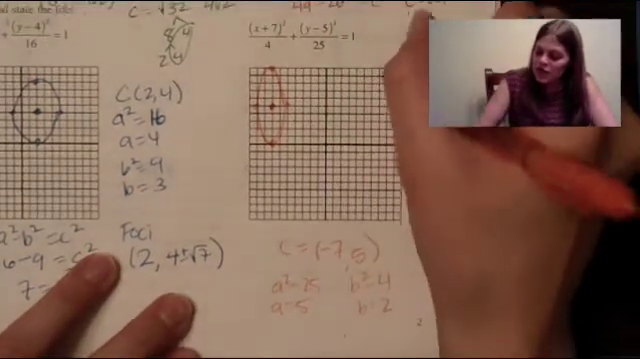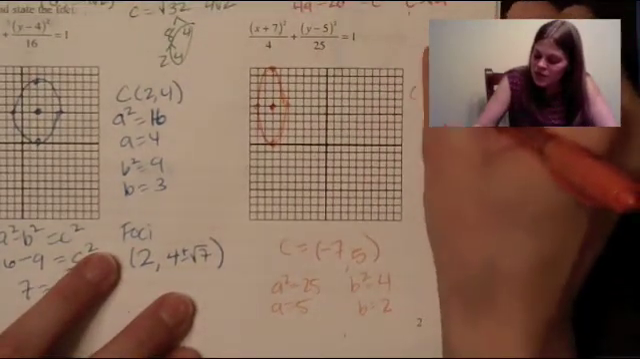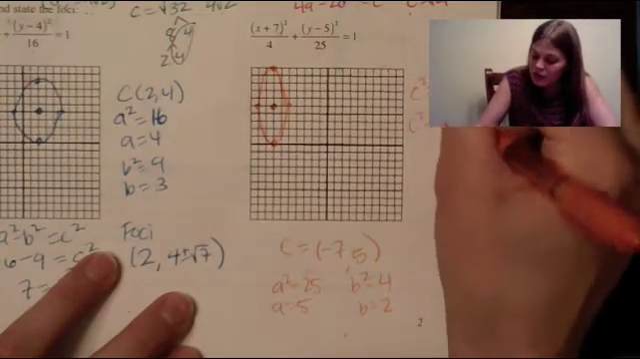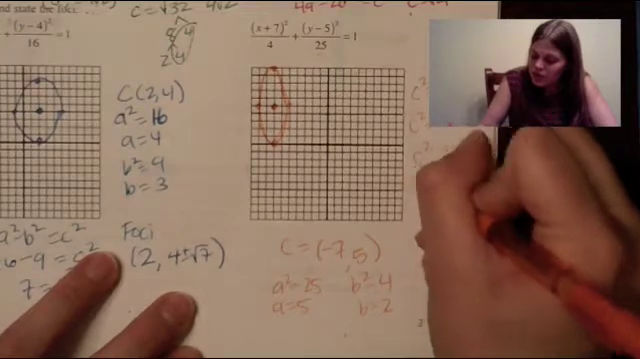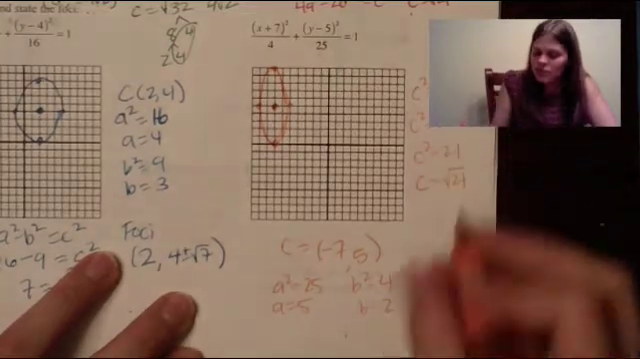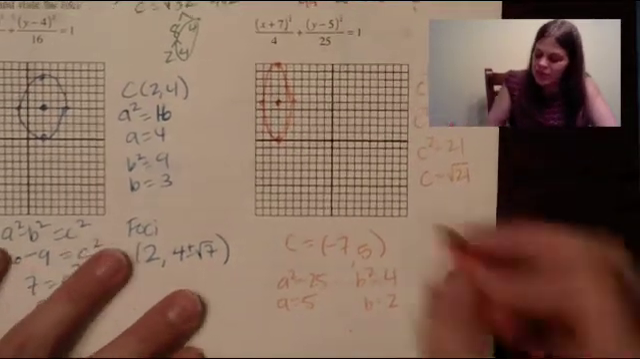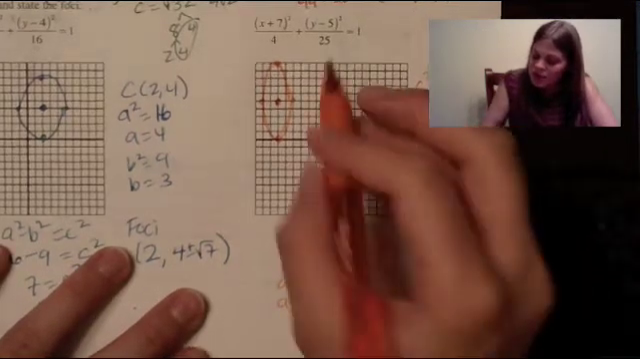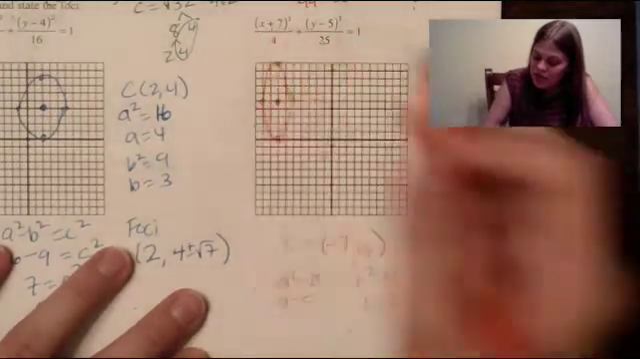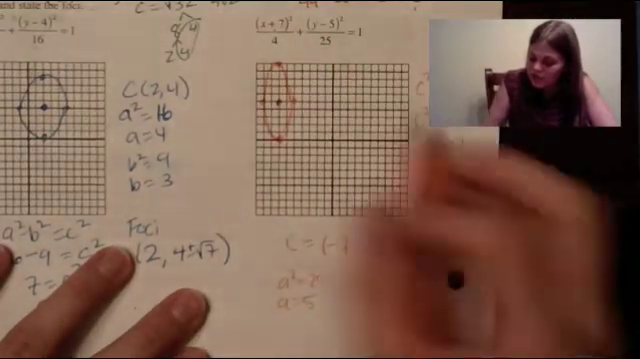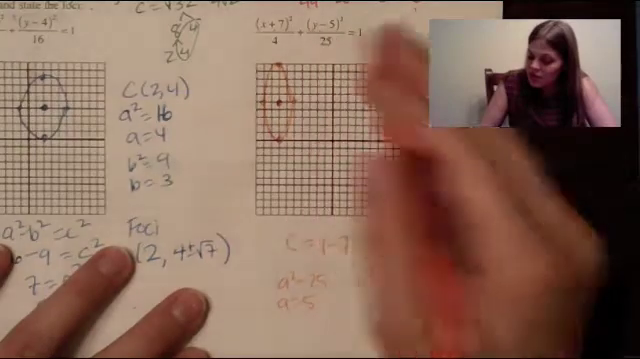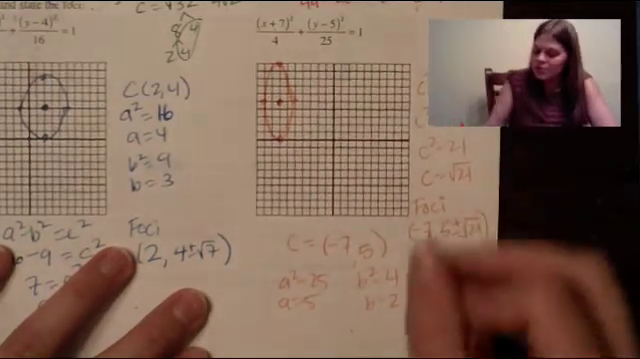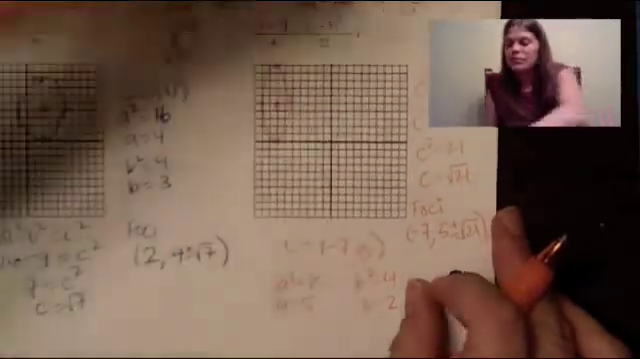Okay, and then your c squared equals a squared minus b squared, so you should have got c squared is 25 minus 4, so c squared is 21, so c is root 21, which you can't simplify. So your foci are going to be at, since it's up and down, I'm going to take the x value and keep it as it is from the center, so -7. And then I'm going to take the y value, which is 5, and add the c value to it. So 5 plus or minus root 21. That's your foci. Okay.